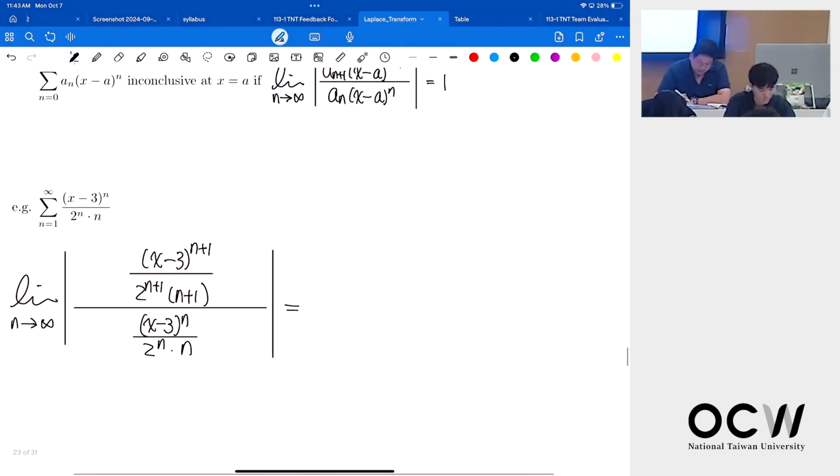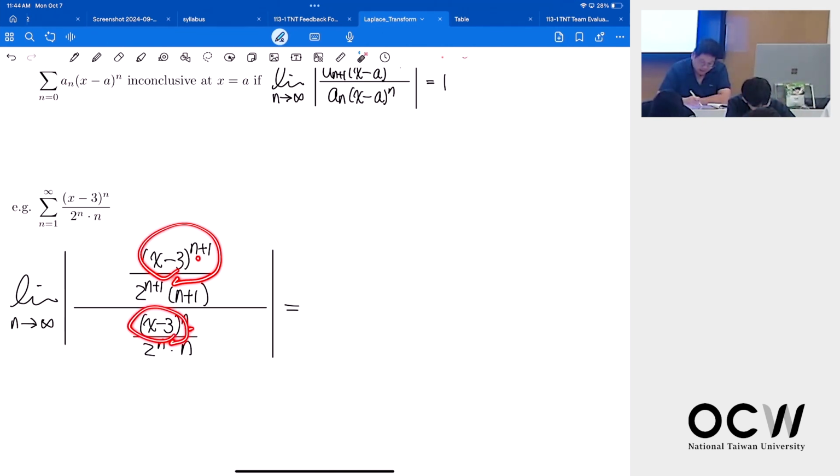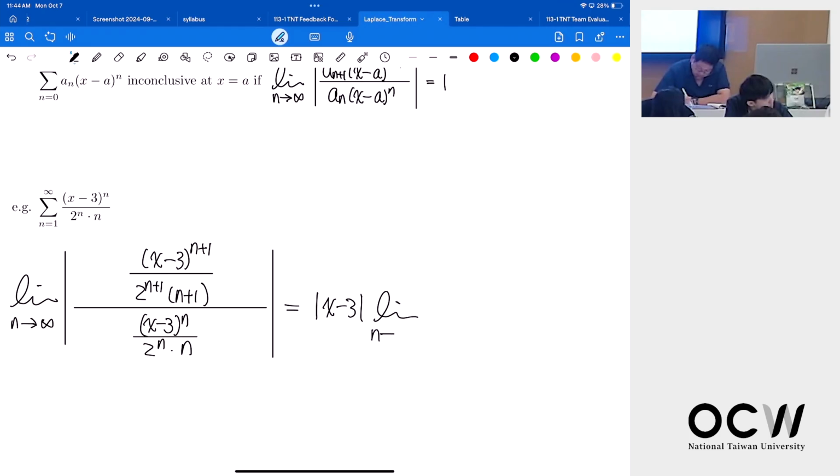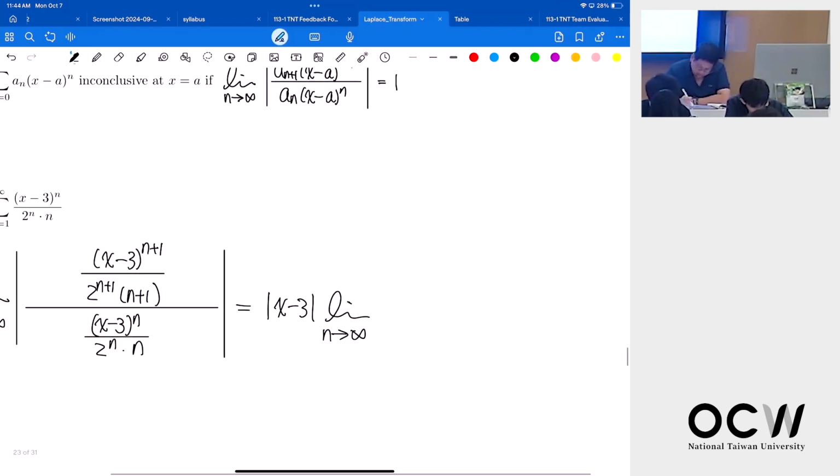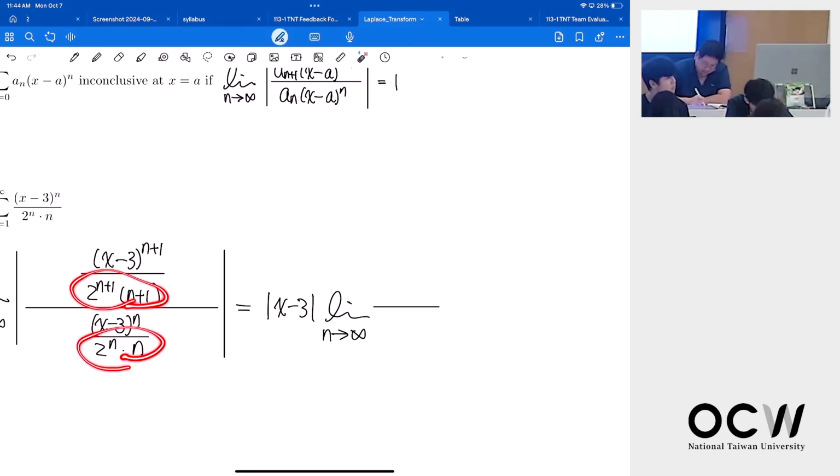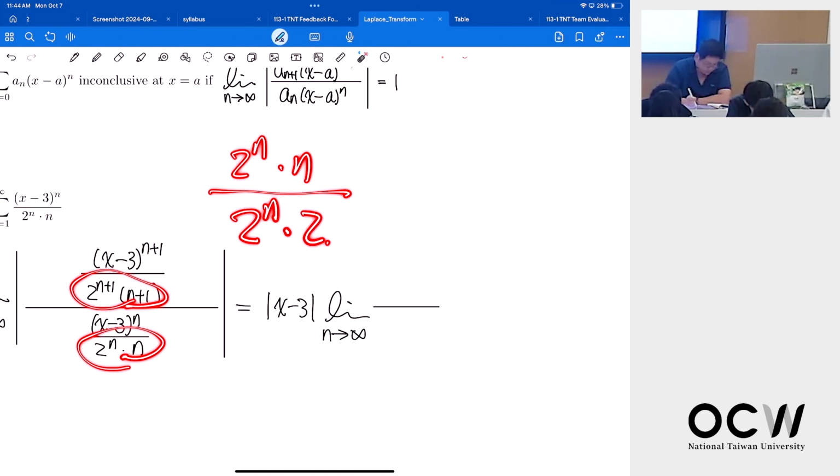First, we can rearrange that and cancel something in common. So (x minus 3)^(n+1) divided by (x minus 3)^n, then we have x minus 3. I put that outside because there's no n here. Then the limit as n goes to infinity. This divided by this, there'll be 2^n times n divided by 2^n times 2, right?